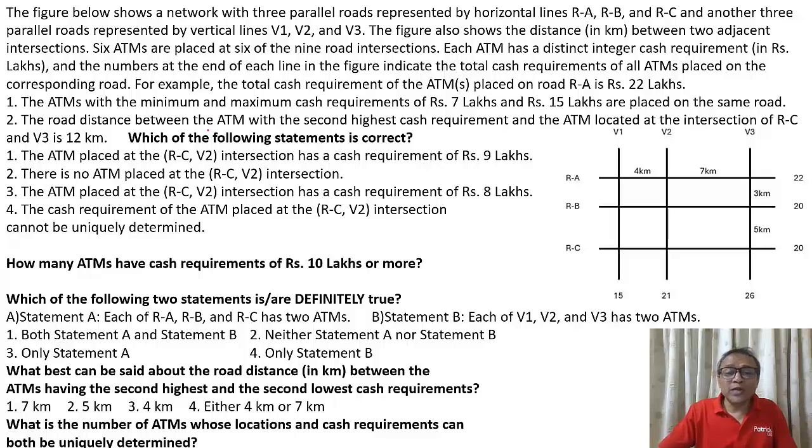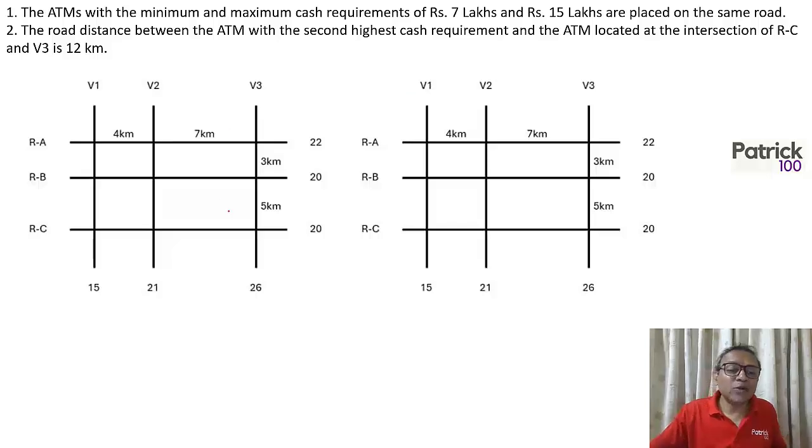Now we need to fill in the ATMs. So the ATM with the minimum and maximum cash is 7 and 15. And the road distance between the ATM with the second highest cash requirement and the ATM located at RC V3 is 12. So I'll directly go to it. That means I know there is an ATM located out here, RC and V3. I'm doing two cases, there are two cases possible. I'll come back to why. And second highest: this 12 means the only place which is 12 away is this point, RB and V2, which has to be second highest. RB, V2 as the second highest.